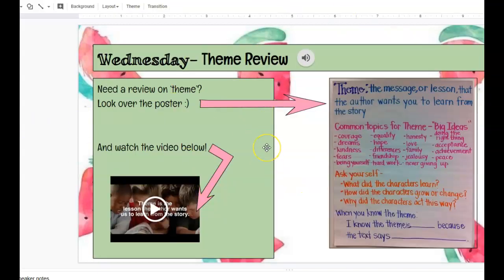For Wednesday, we are talking all about theme this week. So if you need to review what the theme is, then you can go ahead and look at this poster, or you can watch the video here. If you want me to read this poster to you, just go ahead and click on the speech bubble.